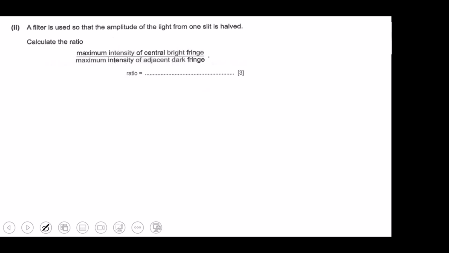Okay, part 2, you are expected to find the ratio of intensity. A filter is used so that the amplitude of the light from one slit is half. So the amplitude has dropped by half. One of them dropped by half and the other one stays the same. So you're asked to find the intensity, so this is the intensity ratio. The thinking process should be how to find intensity and how to correlate intensity and amplitude squared. So think of I proportional to a squared. If I can find the amplitude, I can find the intensity ratio.